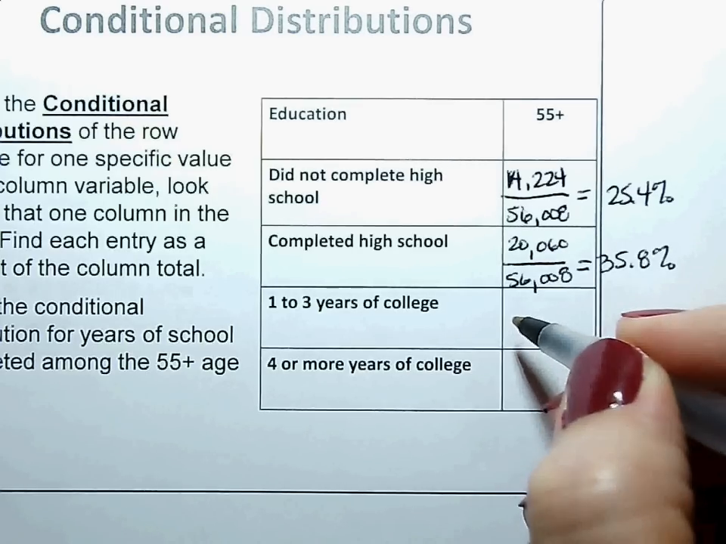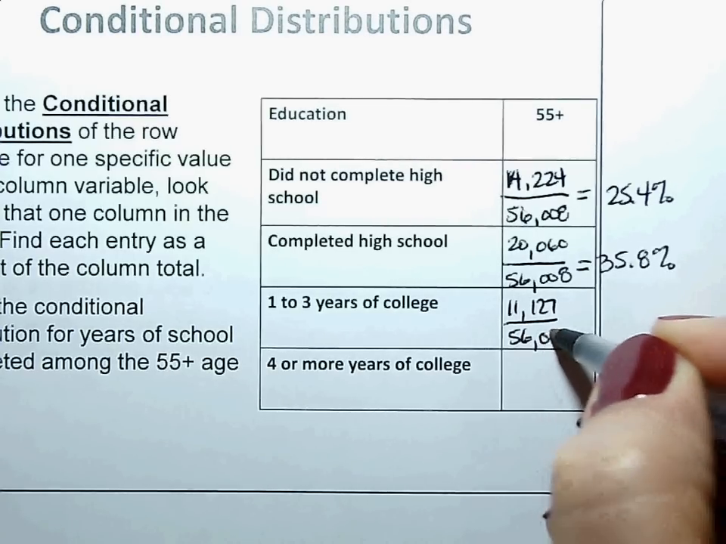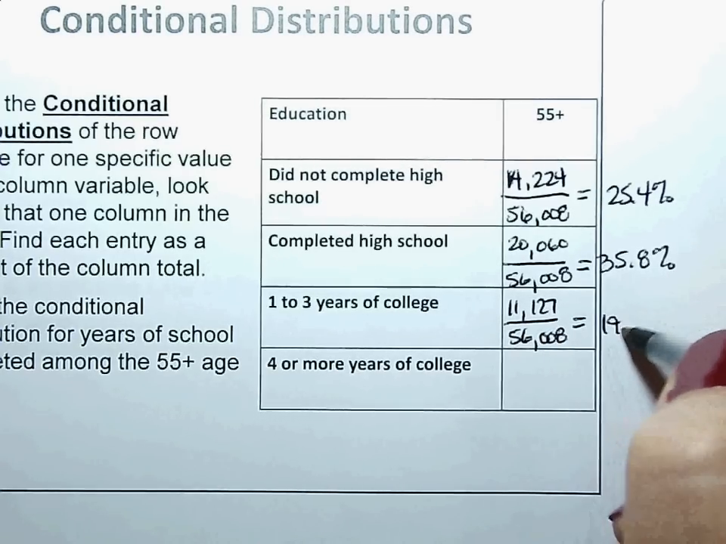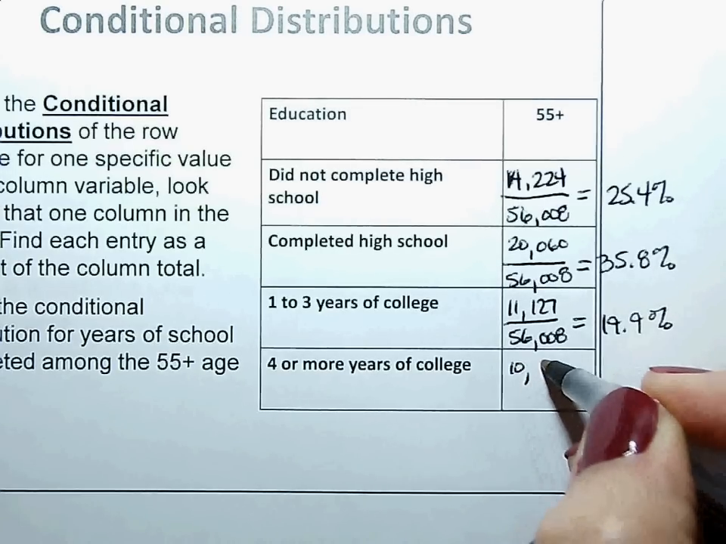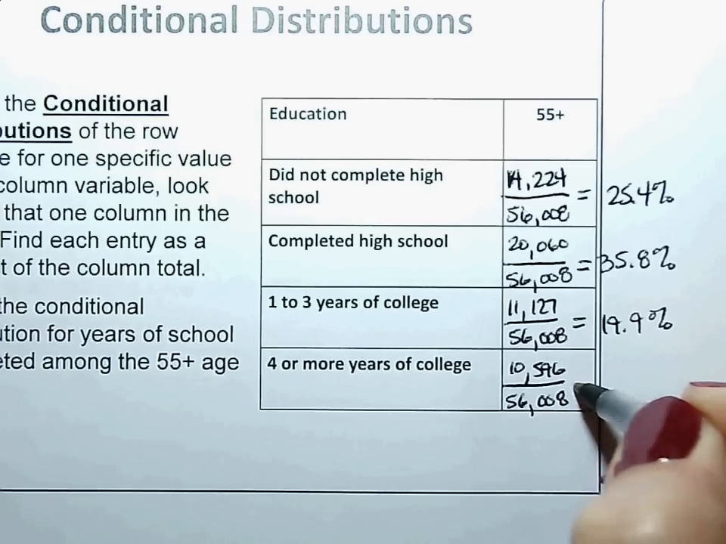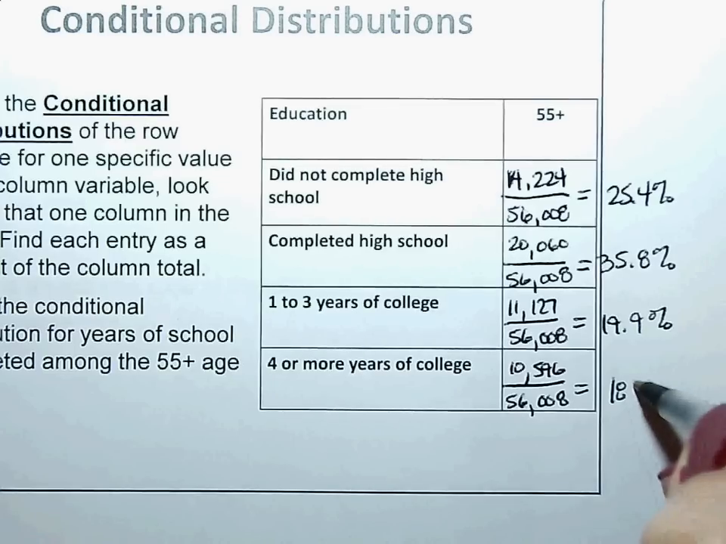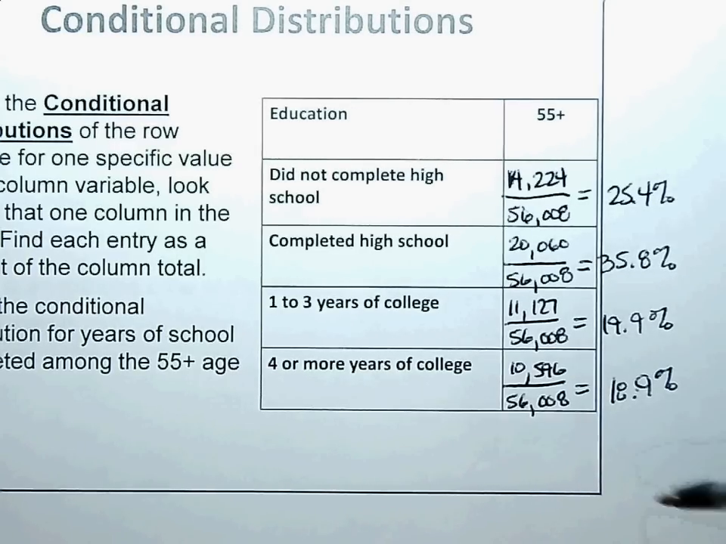Likewise, for 1 to 3 years of college, 11,127 divided by 56,008 is going to be 19.9%. And for 4 or more years of college, 10,596 divided by 56,008 is going to be 18.9%. Note that if you add all of the percentages in this column, they should add to be 100%, because we've now addressed all people 55 plus that were in our population.